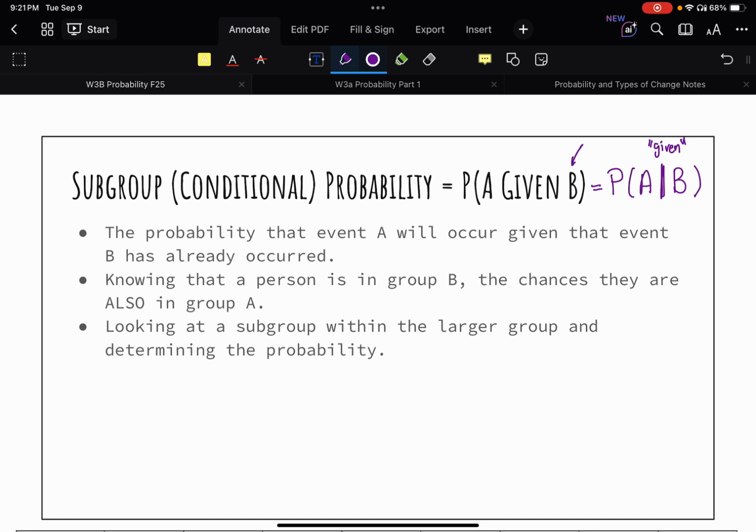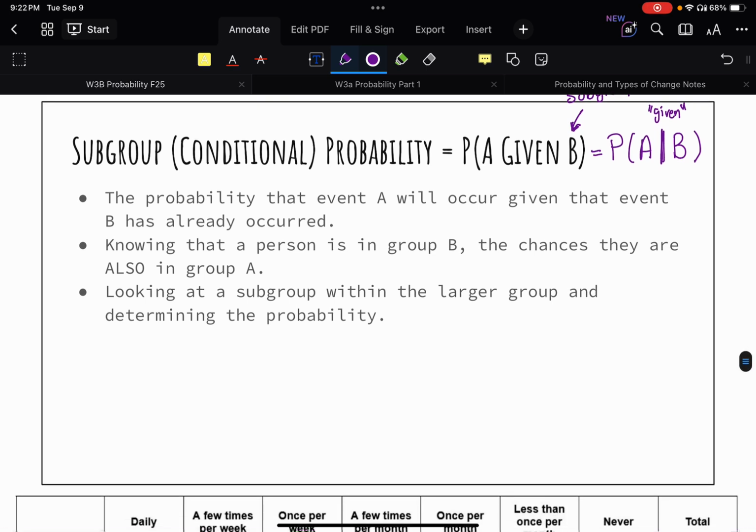So the thing to keep in mind is B is the subgroup. I'm now only focused on people that have characteristic B. They have to be within group B. How many of them are also in group A is another way to think about it. Knowing that the person is in group B, so we're already focused on group B, what's the chance that they are also in group A?